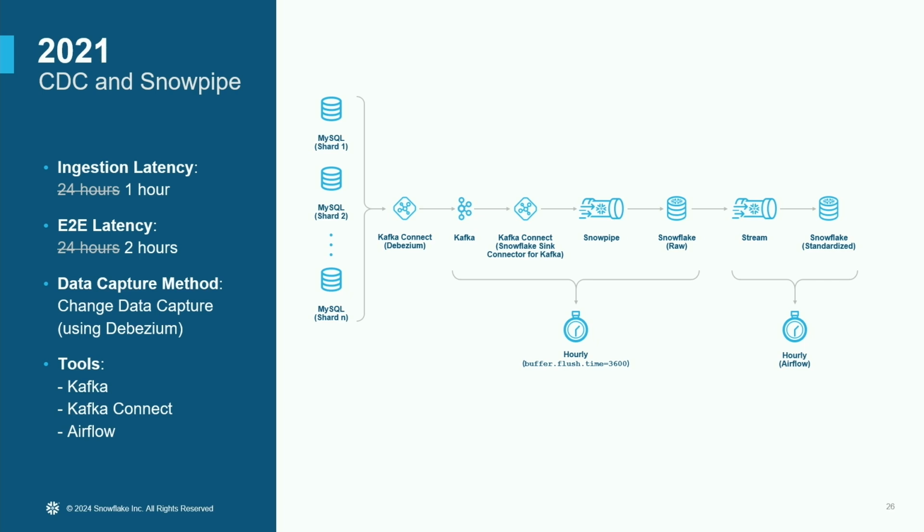We then use the Snowflake Sync connector, which was also running on Kafka Connect, to load the data from Kafka into our Snowflake raw zone. We created streams on top of these raw tables to capture the incremental inserts, and then merge the data within these streams into our standardized tables on an hourly cadence.